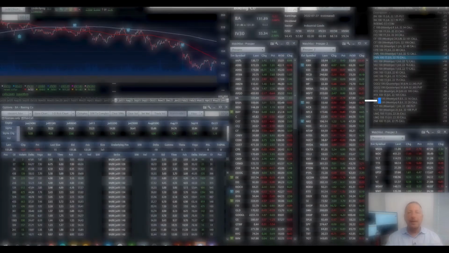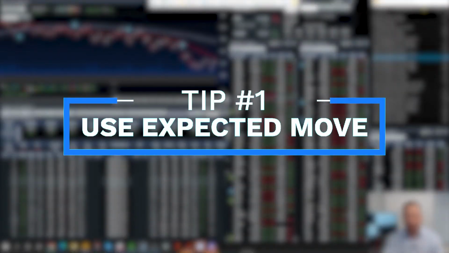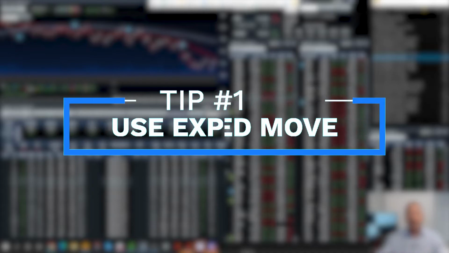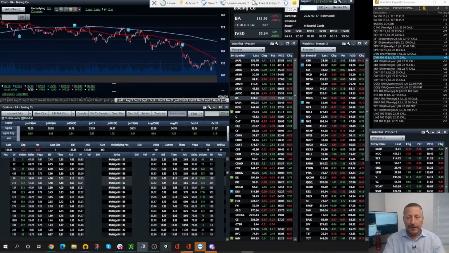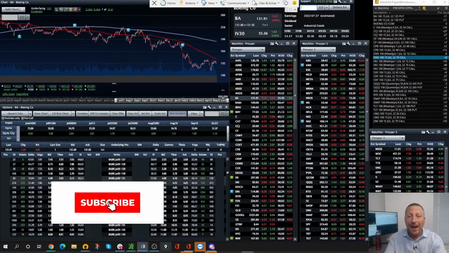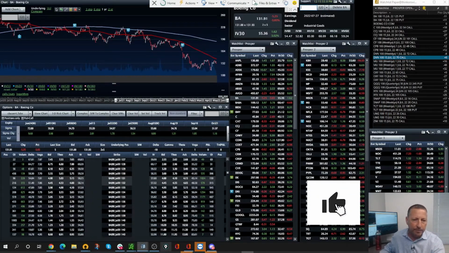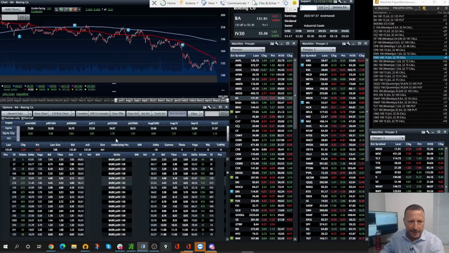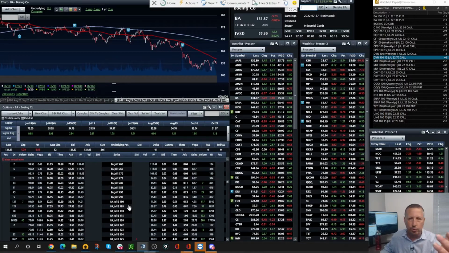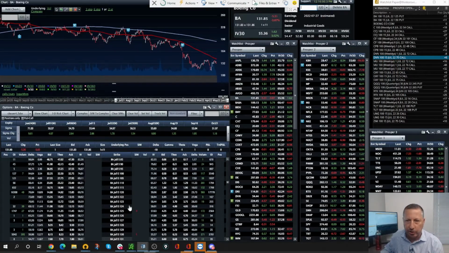So first thing, you have to calculate the expected move. The expected move tells us what the option market is pricing in terms of how big a move out to whatever expiration date you want. So we've got Boeing on the screen here. Let's take a look at Boeing going out to the July 15th expiration.